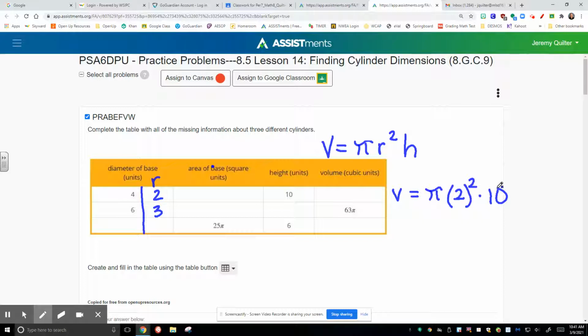The second one, what do we not have? We don't know the height, but we do know the volume. 63 times pi is equal to pi times the radius. Oops, sorry, I don't want r for that one. I want 3 for that one. Squared times height, which means I need to find height.